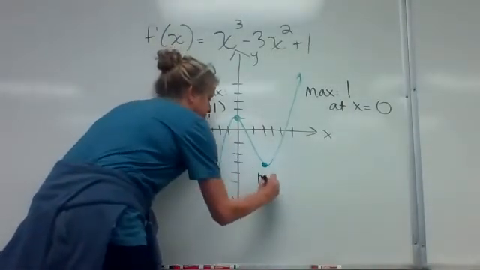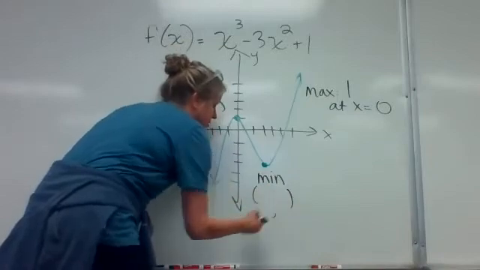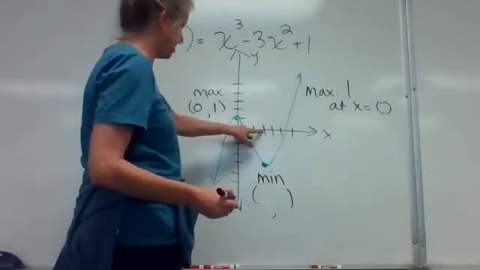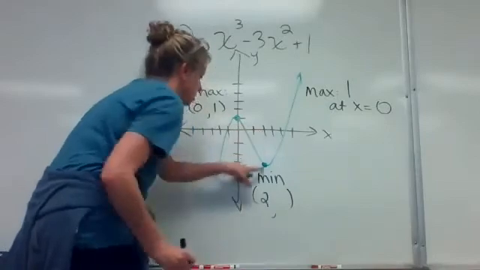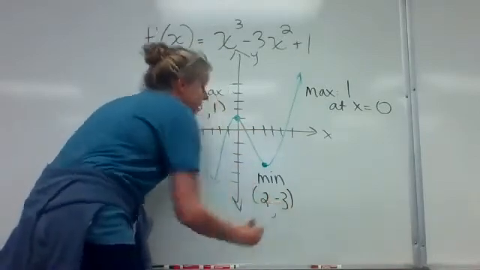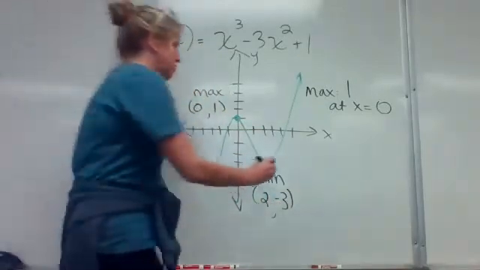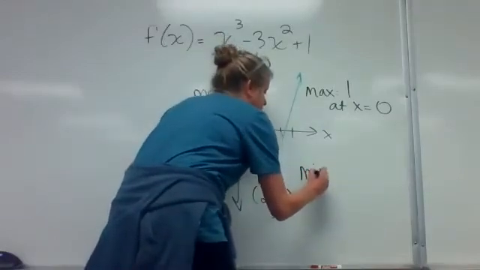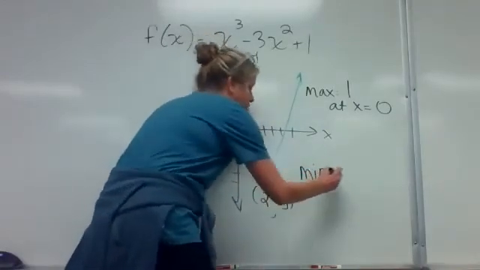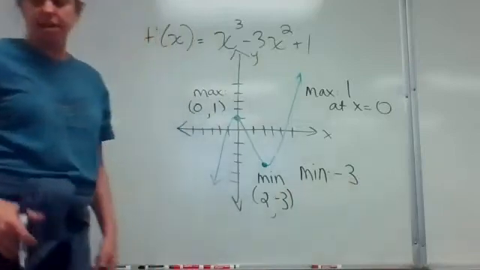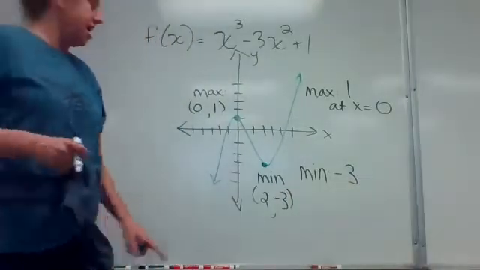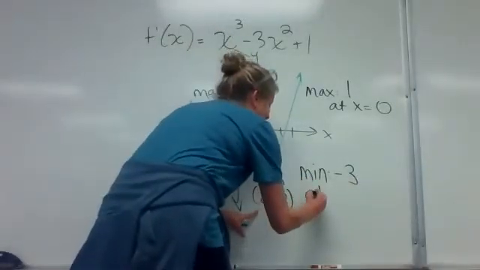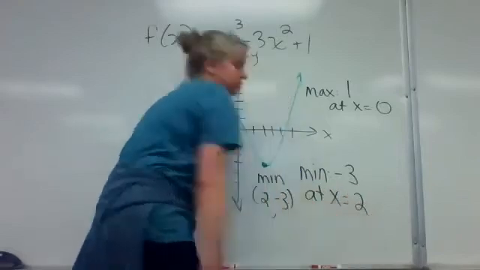This is your minimum. So let's see, its x is 2. Its y is -3. So remember, the minimum value is whatever the y coordinate is. So the minimum is -3, and it occurs at x equals 2.